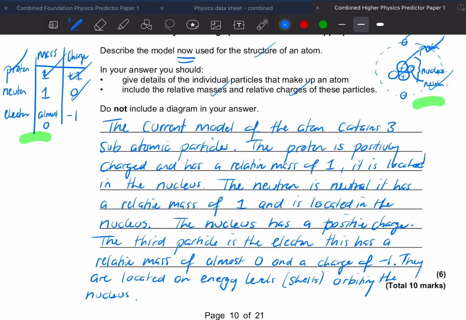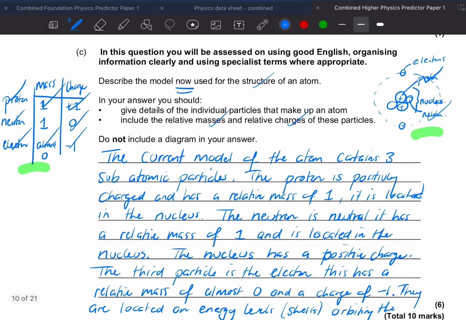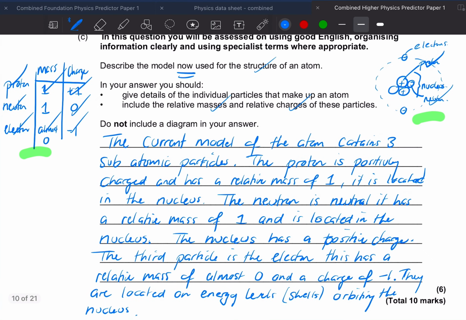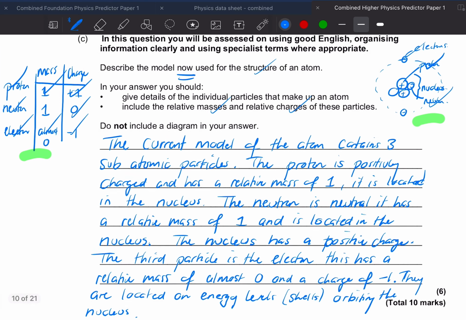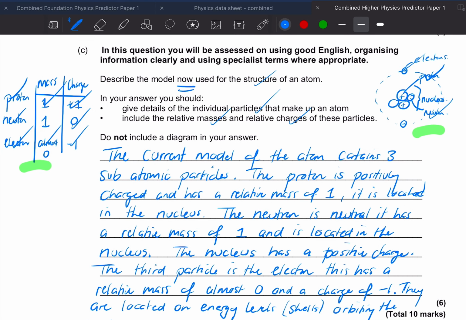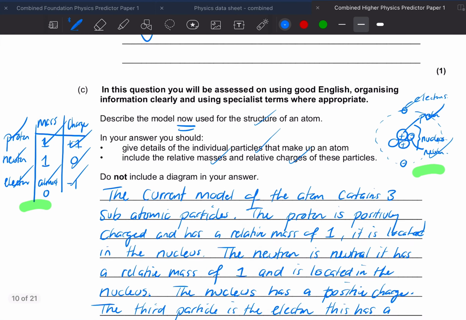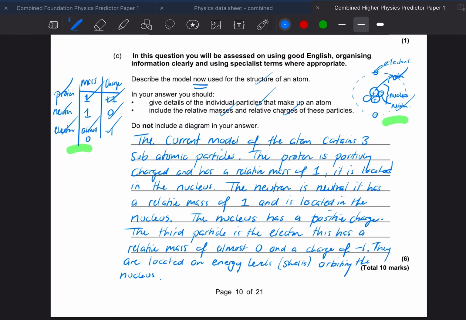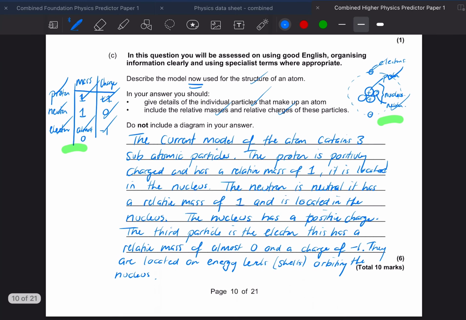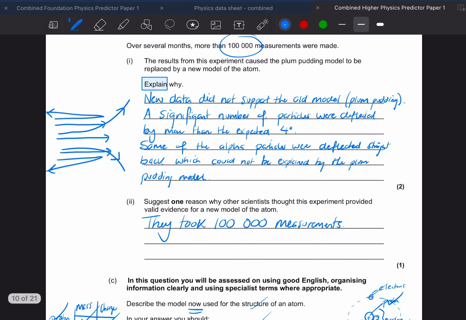The nucleus is a positive charge. The third particle is the electron. This has a relative mass of almost 0 and a charge of -1. They are located in energy levels or shells orbiting the nucleus. Yeah, I think I've talked about all the different particles. I've talked about the masses, the charges, and the structure. So I've done everything I need in order to get all of the marks, and that is the end of that question.